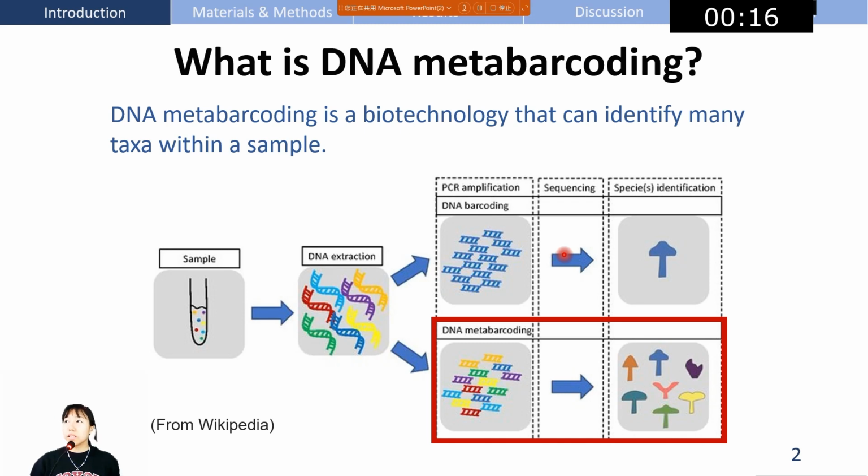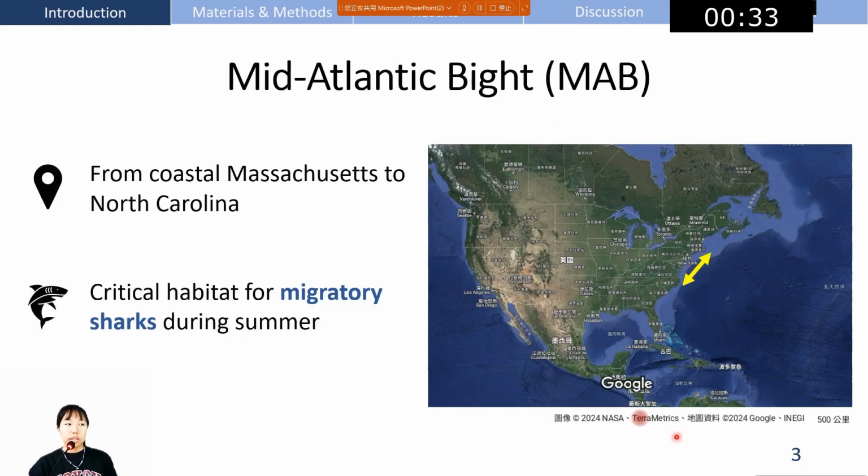Before I start my topic, I want to explain what is DNA metabarcoding. DNA metabarcoding is different from the original DNA barcoding. It can identify many taxa within a sample. So let's continue to the introduction.